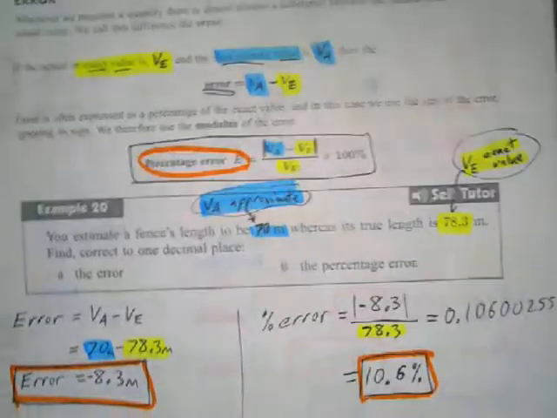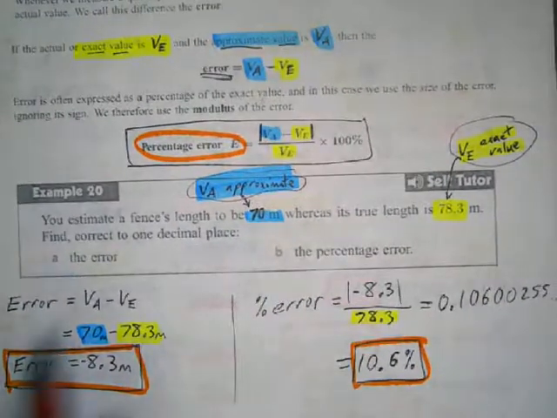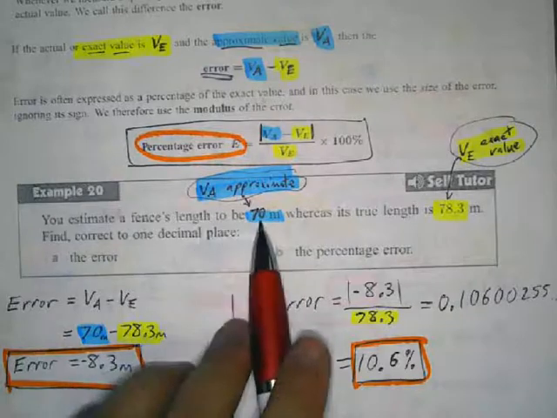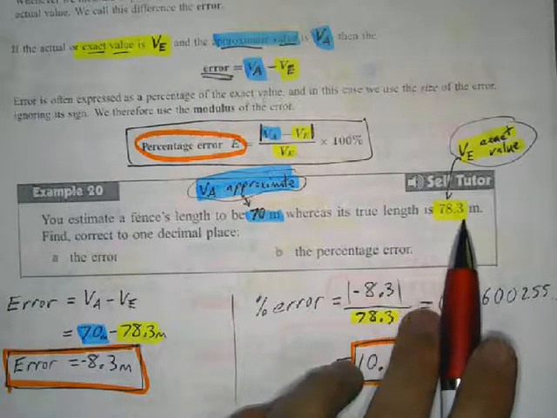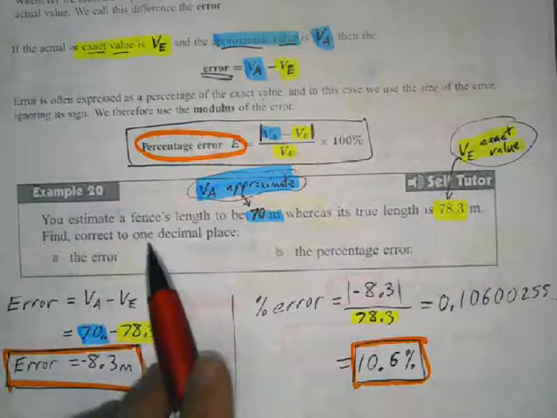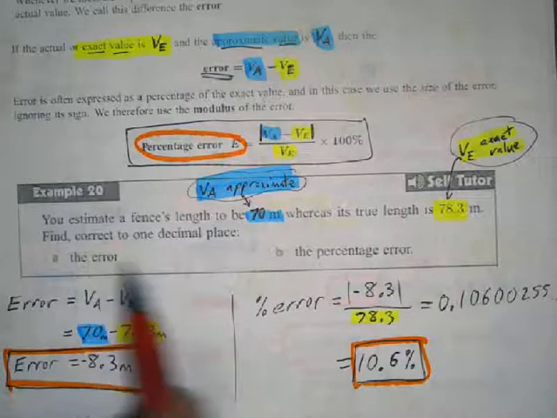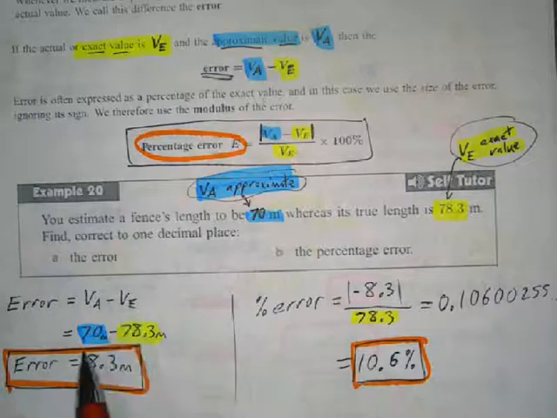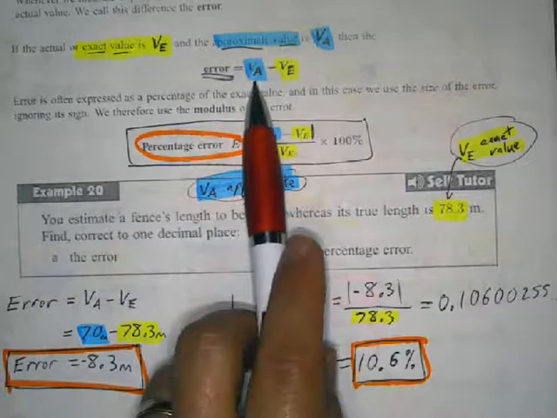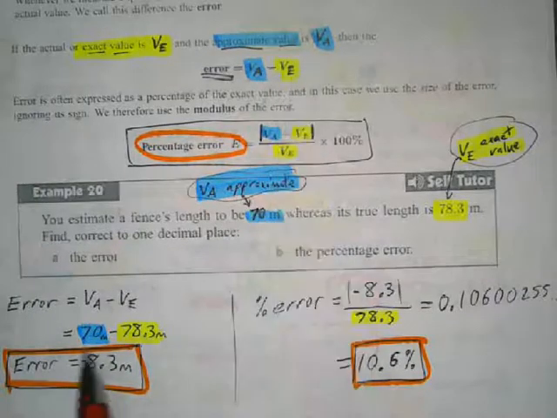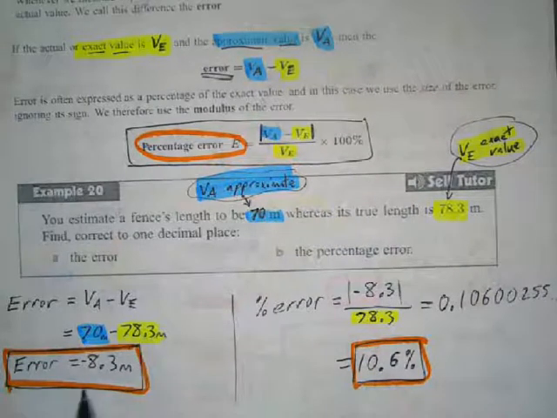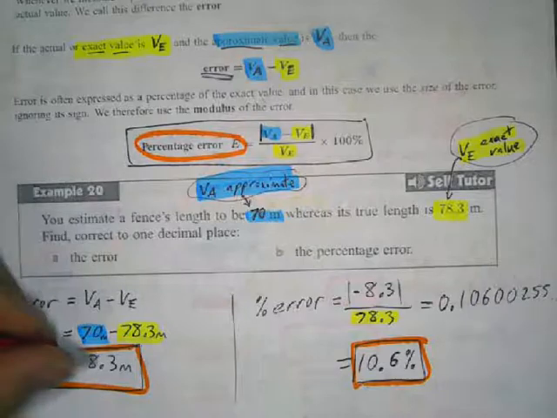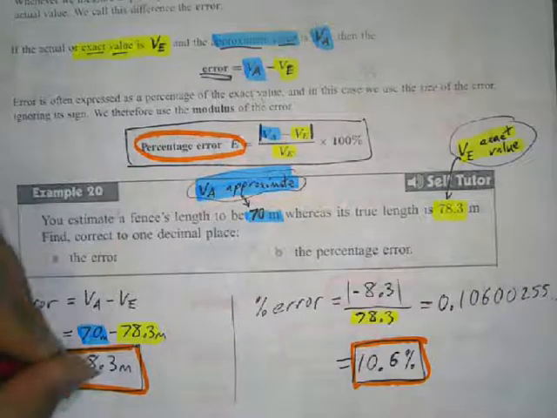In this example, we estimate that the fence's length is 70 meters, but the true length of the fence is 78.3 meters. Find the error and then find the percent error. The error is the approximate value minus the exact value, so 70 minus 78.3 gives me an error of negative 8.3.